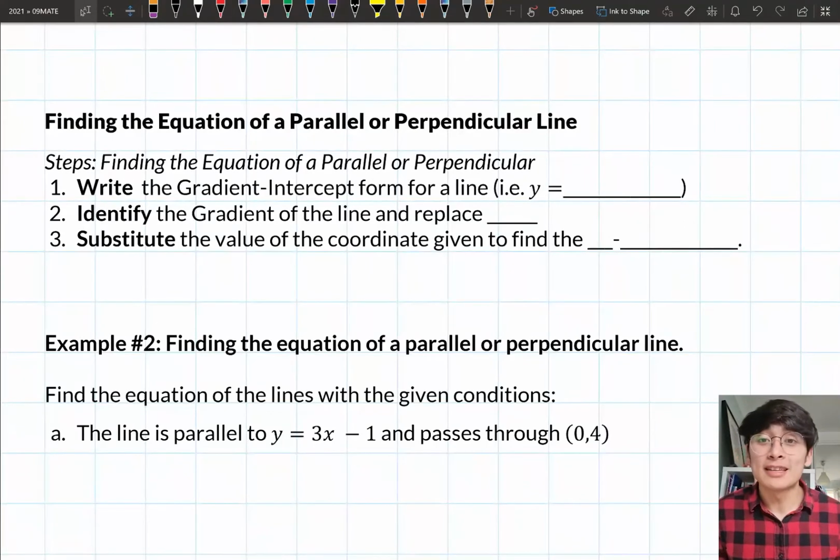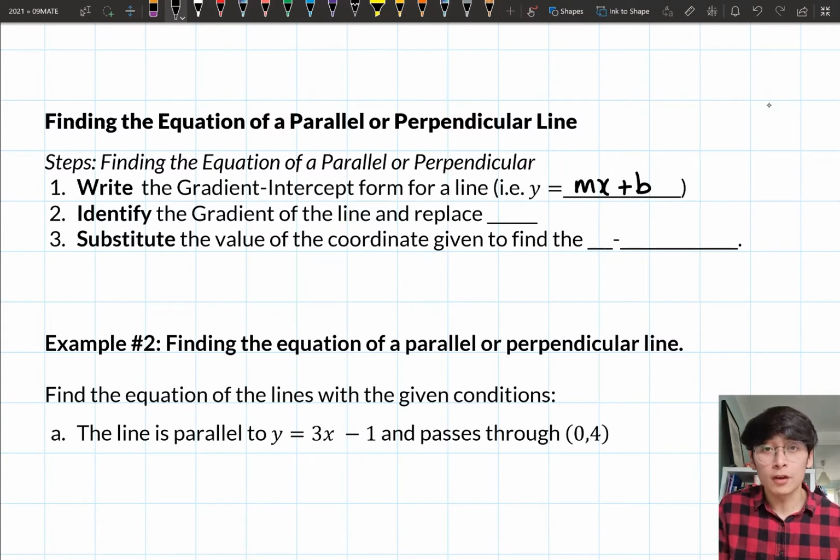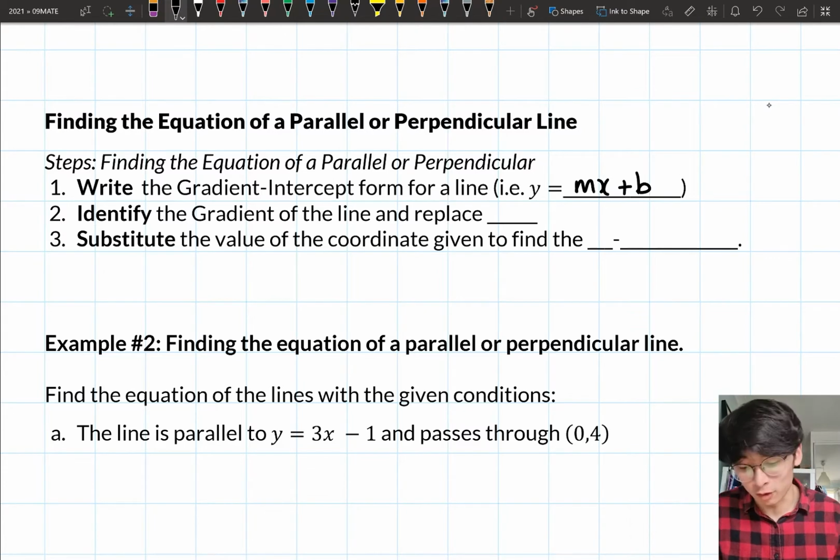Like we did when we were finding the equation of the line two lessons ago, we want to first write the gradient intercept form for the line. So here, if you remember, y is equal to mx plus b. So the first step is to write down the gradient intercept form for a line.